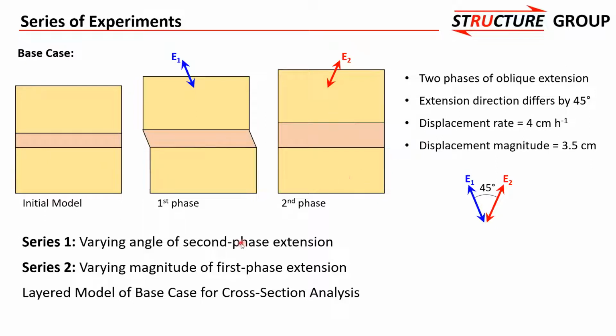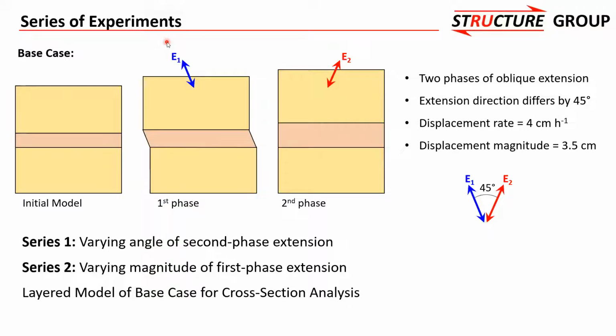So for the series of experiments, from this base case, there is series 1, which varies the angle of the second phase extension. So we kept the first phase extension direction the same throughout, but then this E2 moved and had different angles. The second series of models then varied the magnitude of the first phase extension. So instead of changing the angle, we kept the angle constant, and we changed just how much we were pulling during the first phase.